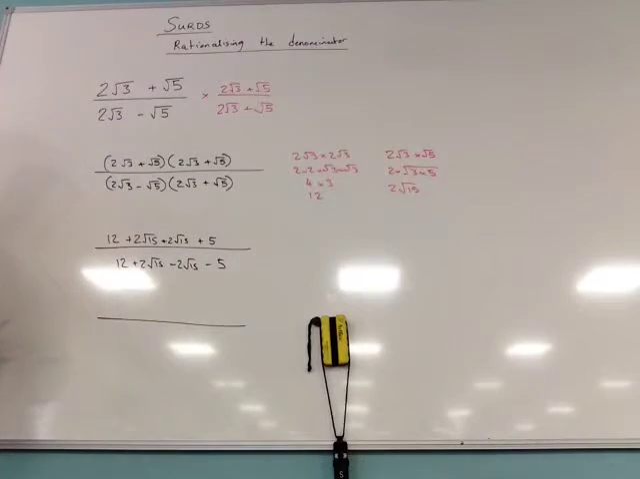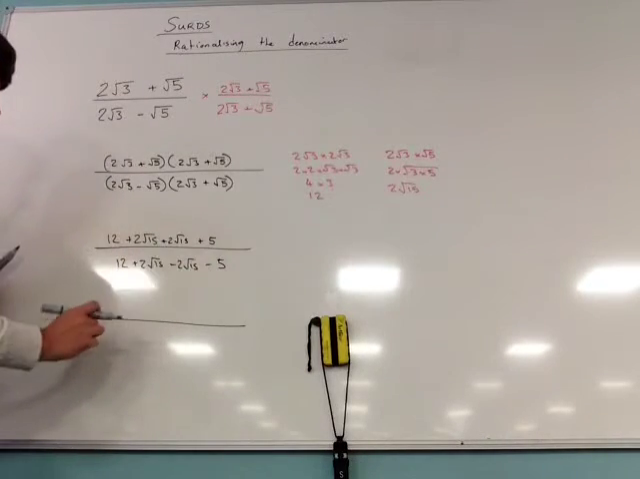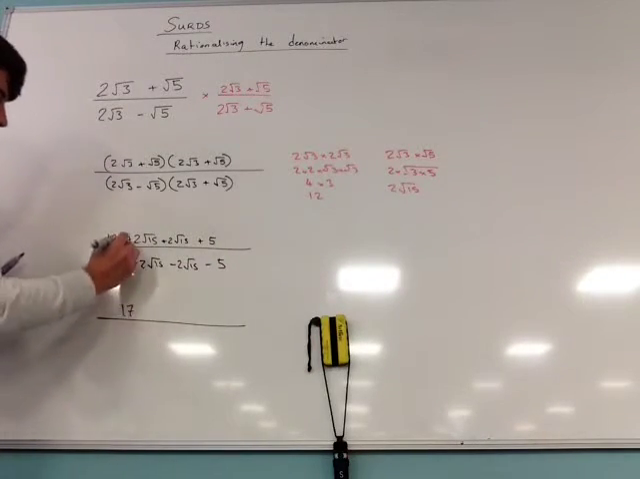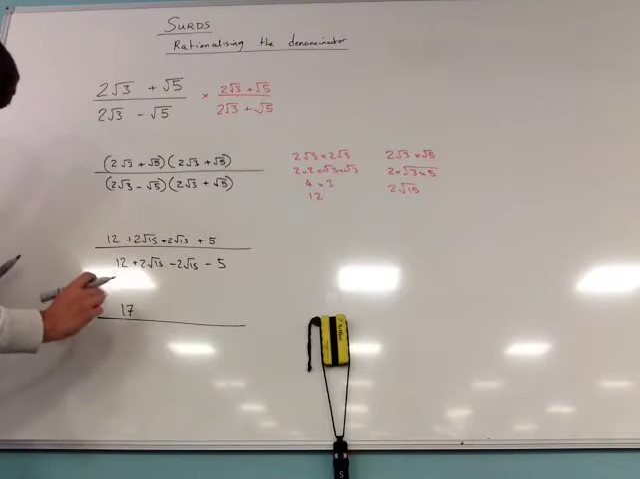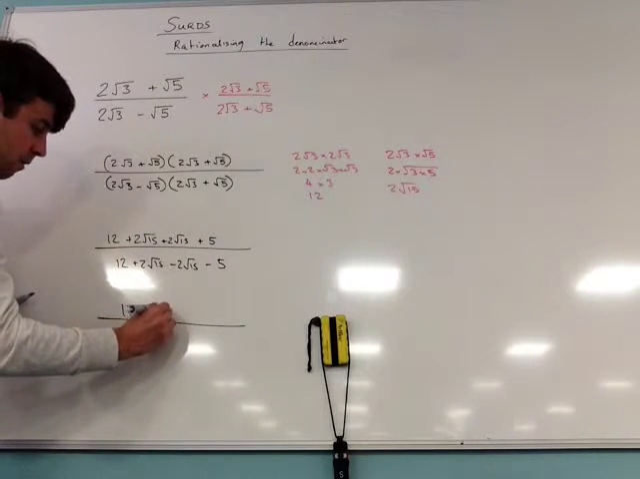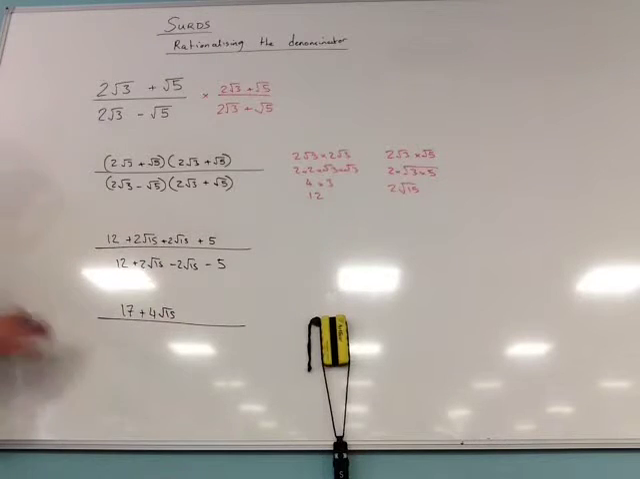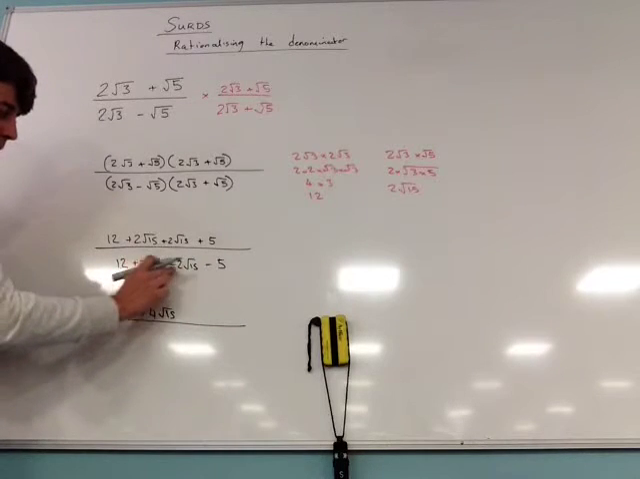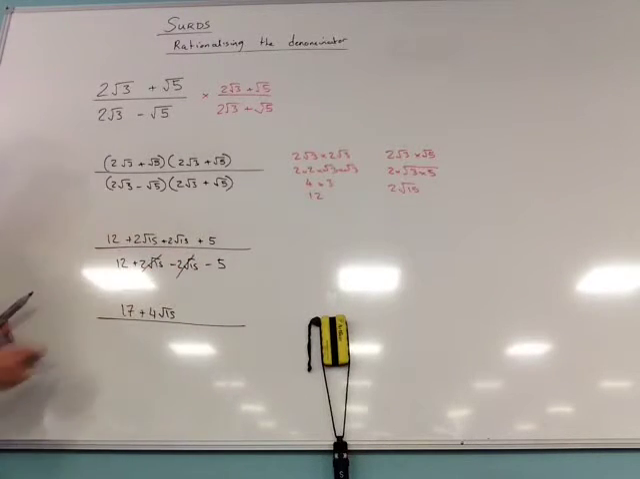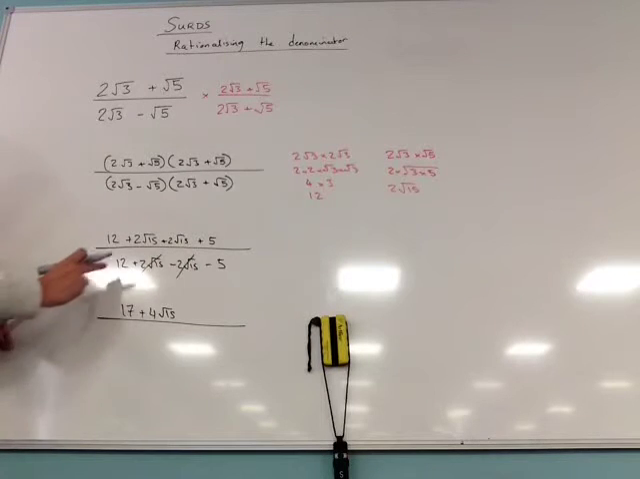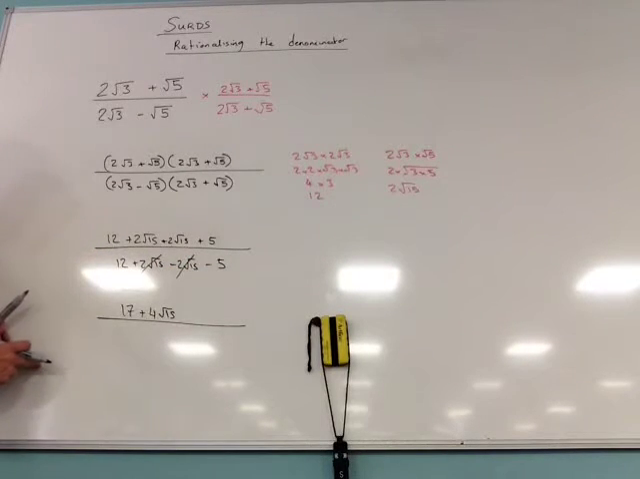Last step now is just to tidy it up. 12 plus 5 is going to give me 17. 2 root 15 plus 2 root 15 is going to be positive 4 root 15. All over, right, positive 2 root 15, take 2 root 15, there you go, excellent. That is 12 take away 5. 12 take away 5 over 7. And that is my solution.